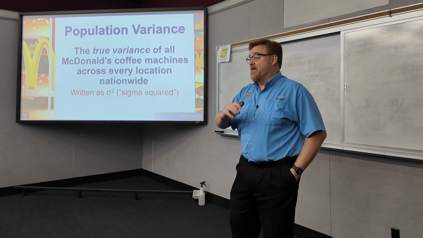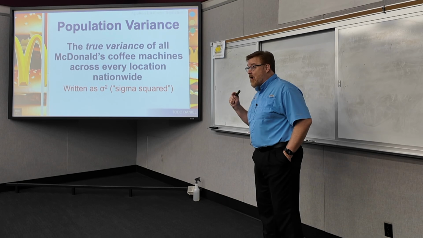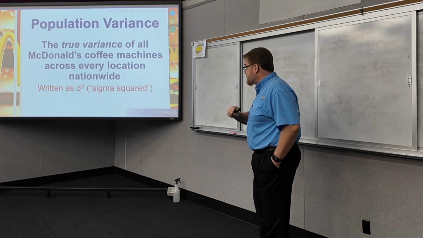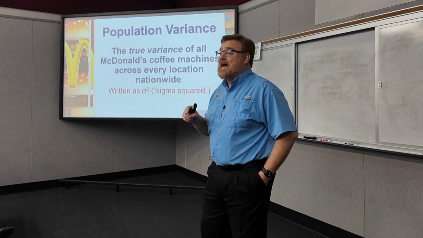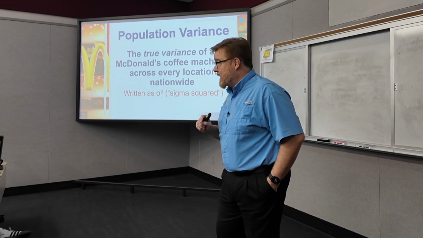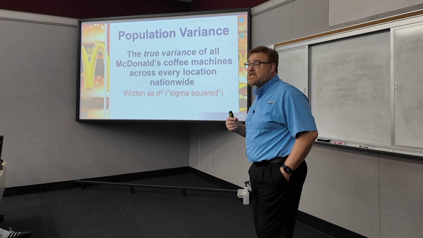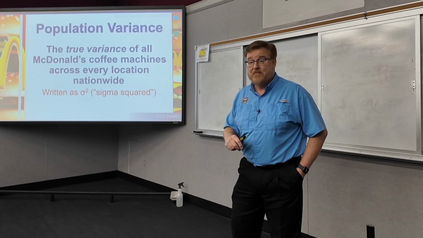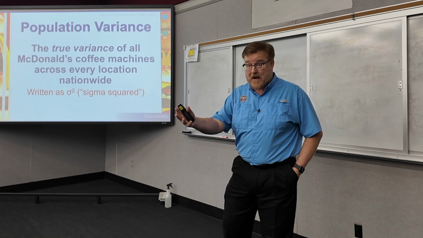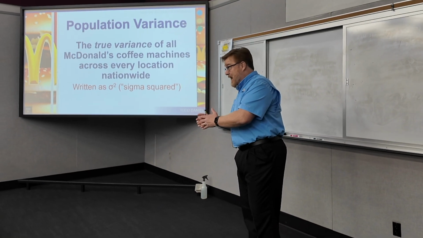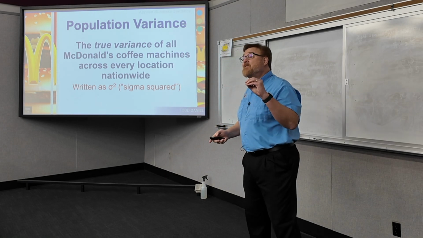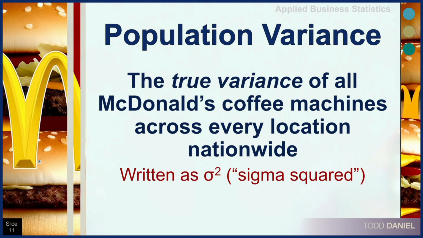The true variance of the population of all McDonald's coffee machines across every location nationwide would be expressed as sigma squared, that Greek letter telling us that this is a population parameter. This is a value for a population. I haven't measured sigma. I haven't measured the whole population. I've used a sample that will be my point estimate of the population value.